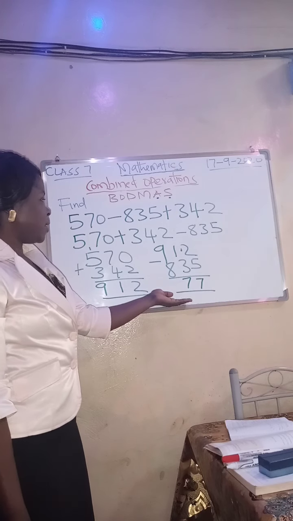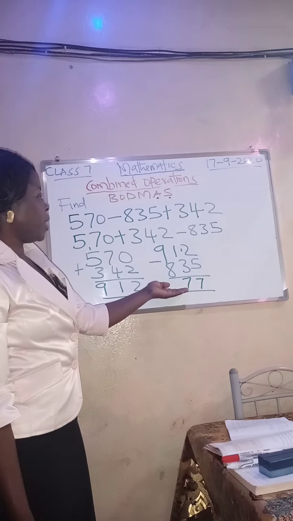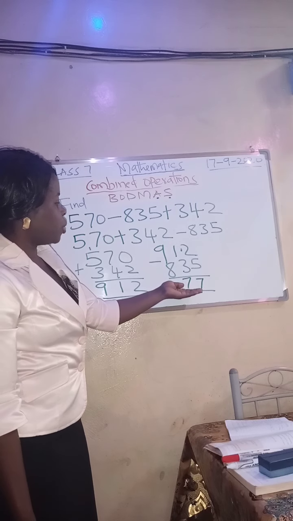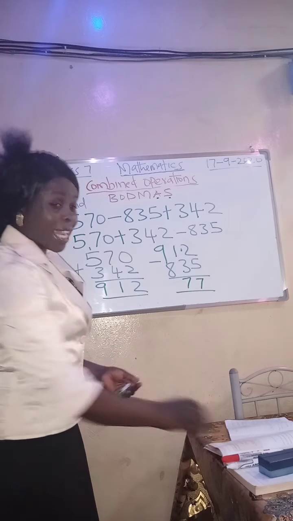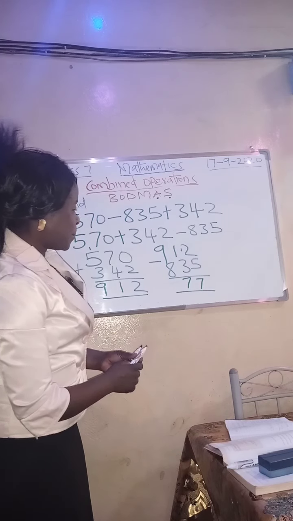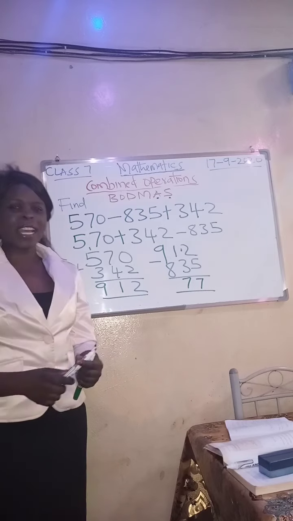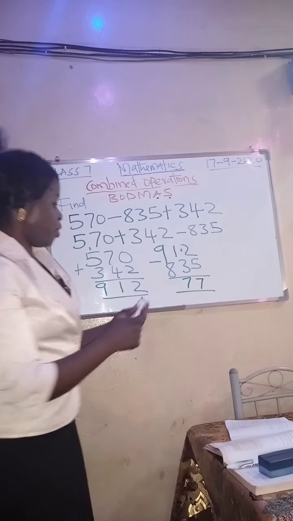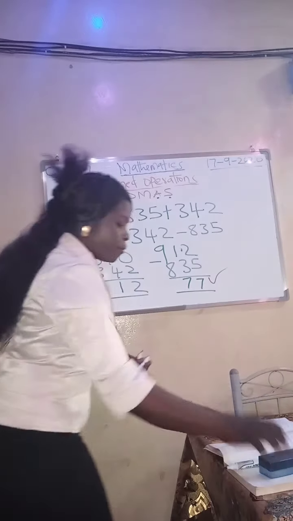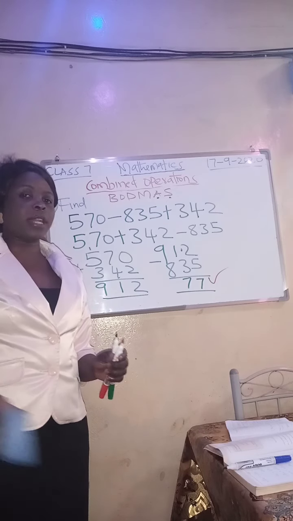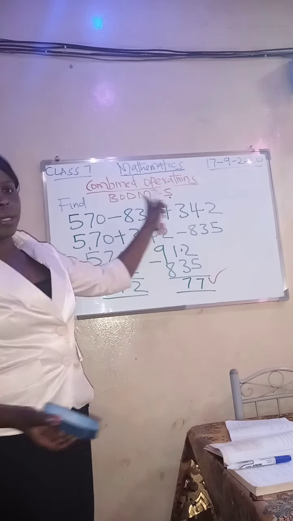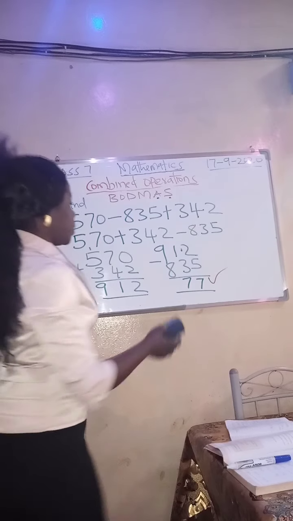Yes. So 912, if you take away 837, what will you get? We will get 77. That is our answer, okay? Did you get that? Yes? Good. So that is how we deal with this kind of operations. If you find a problem in mathematics that has got mixed or combined operations, what will help you? The board mass, okay? Very good.